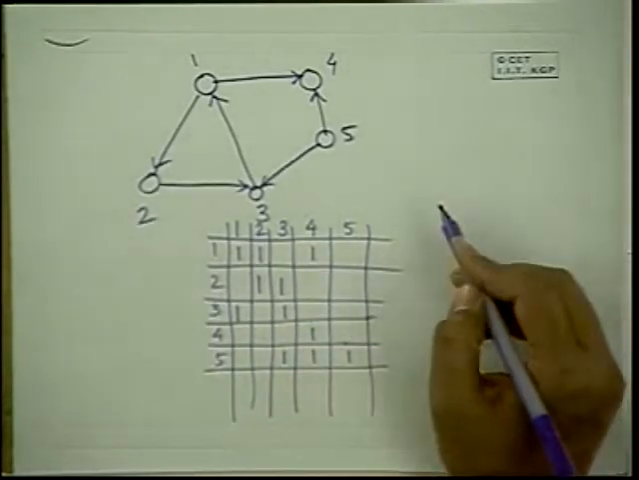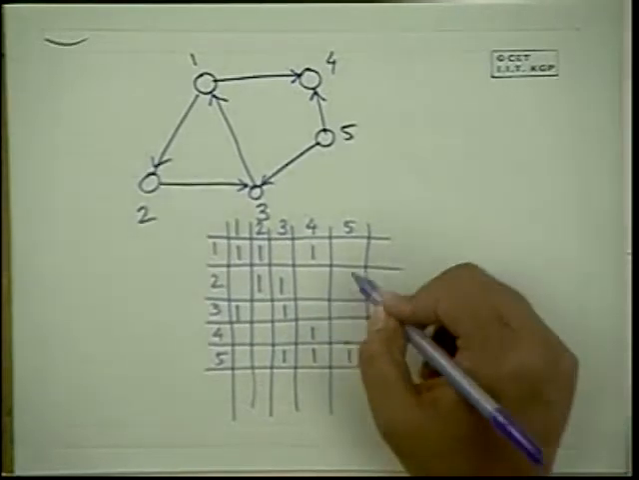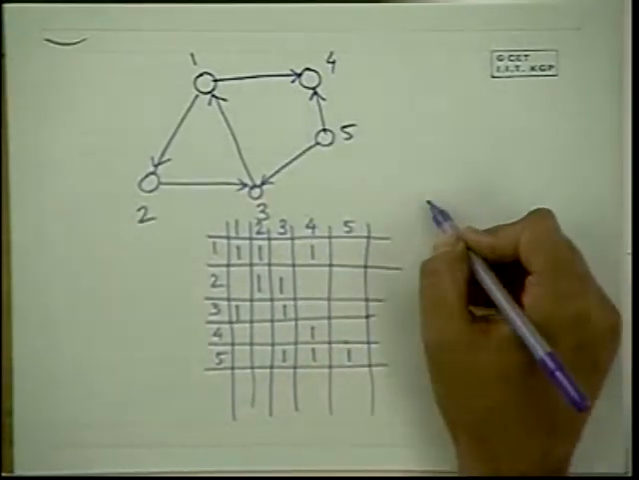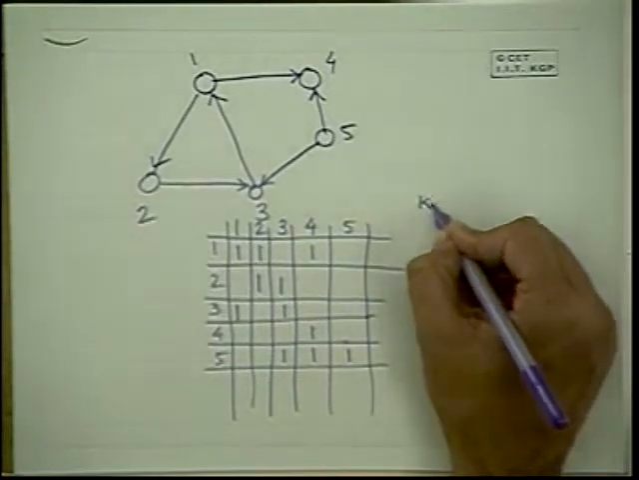Now I am going to run the algorithm on this. Initially d_ij is exactly this. So if you run the algorithm, suppose k is equal to 1.